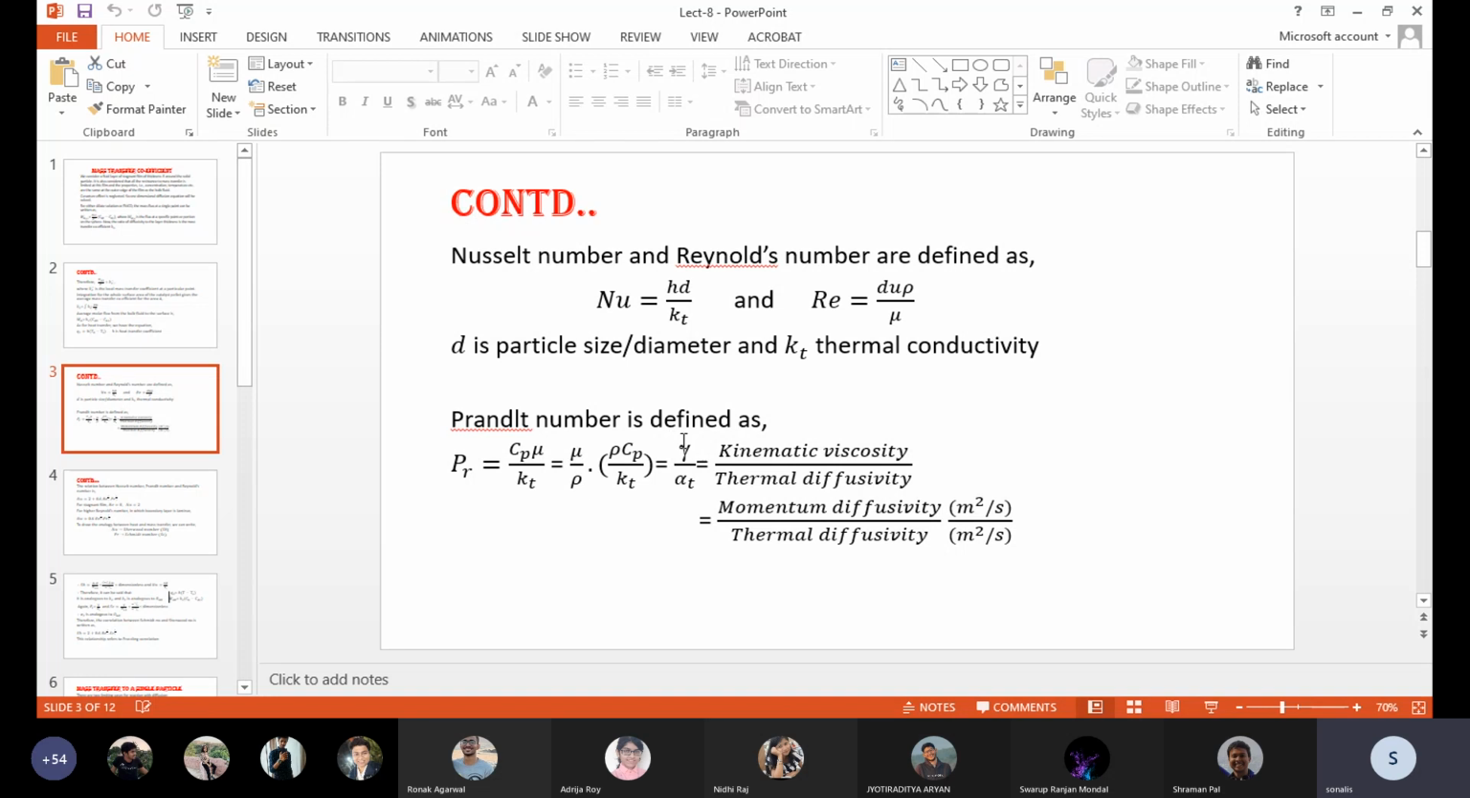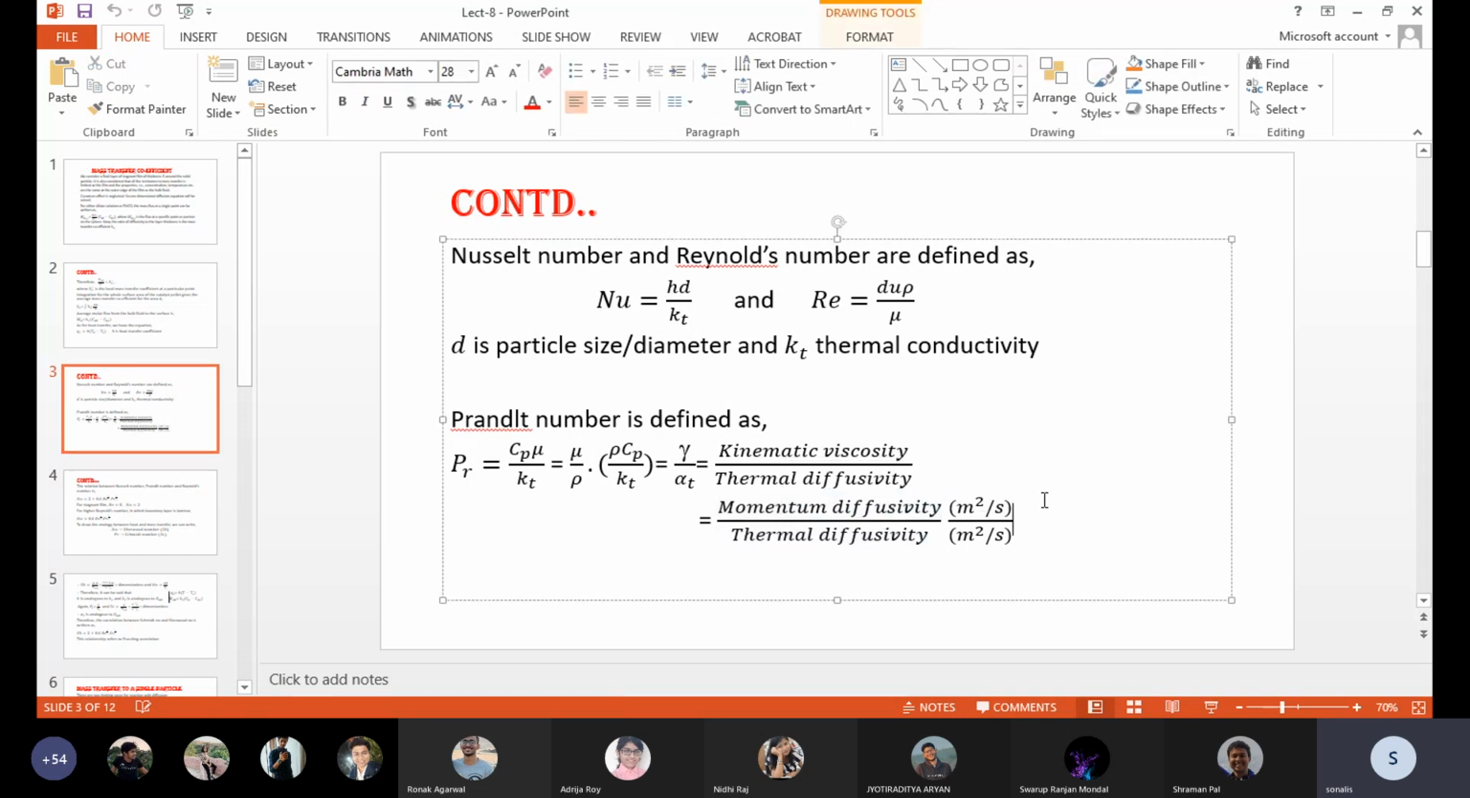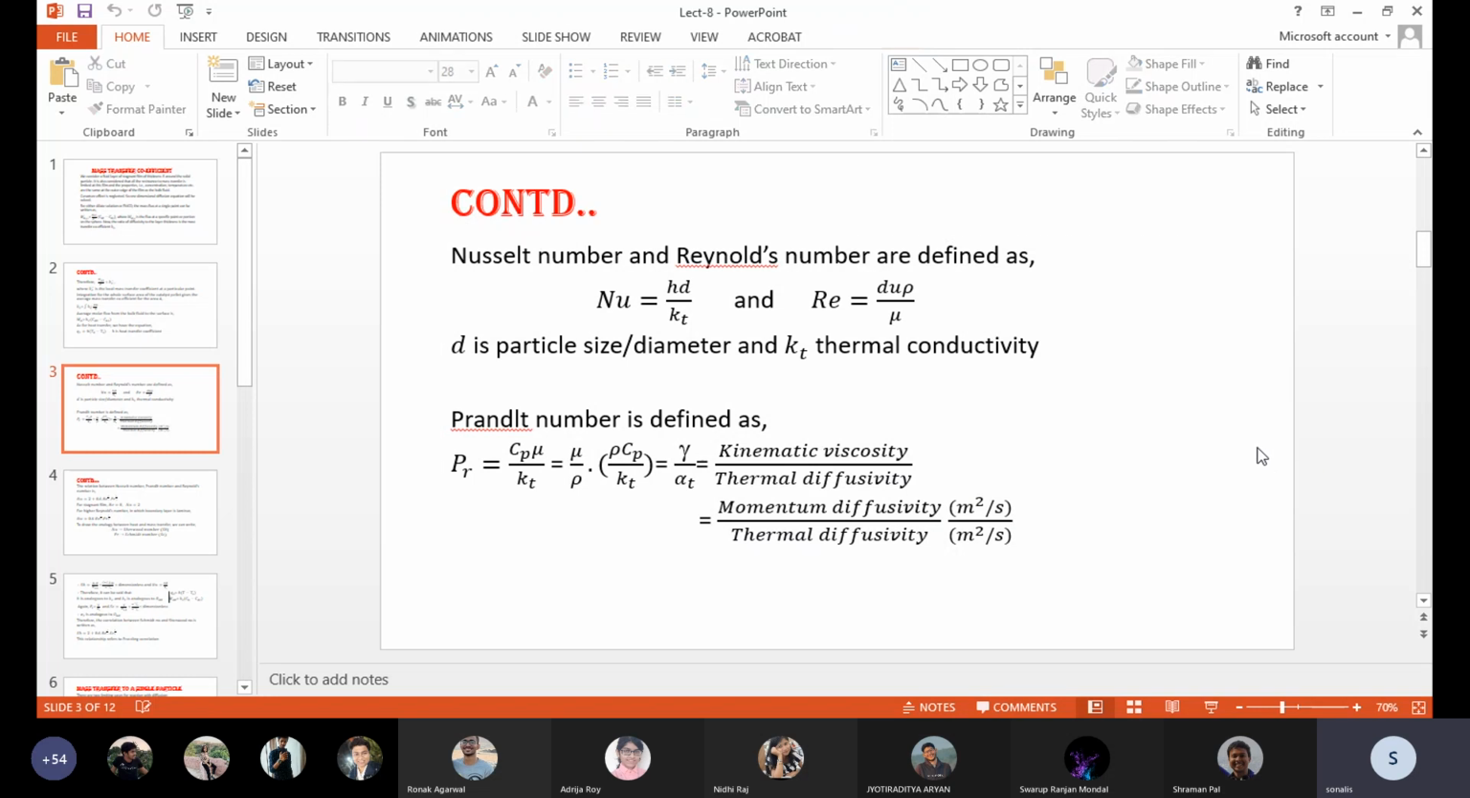Now mu by rho is nu, the kinematic viscosity, and Kt by rho Cp is alpha T, which is called thermal diffusivity. So gamma by alpha T is kinematic viscosity by thermal diffusivity. This we can write in a similar way: momentum diffusivity by thermal diffusivity, both are meter square per second by meter square per second. So Prandtl number is a dimensionless quantity. All these are for heat transfer.